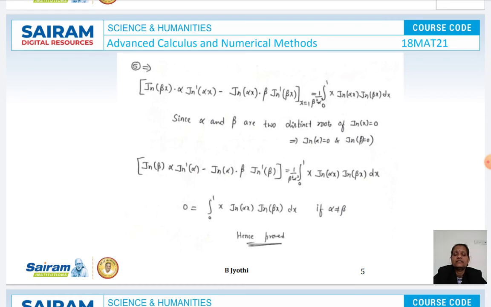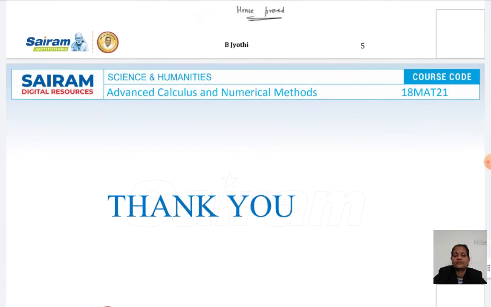That is, Jn of beta into alpha Jn dash of alpha minus Jn of alpha into beta Jn dash of beta is equal to 1 divided by beta square minus alpha square of integral 0 to 1 x Jn of alpha x into Jn of beta x dx. That is, 0 is equal to integral 0 to 1 x Jn of alpha x into Jn of beta x dx if alpha is not equal to beta. Hence the result is proved. Thank you.